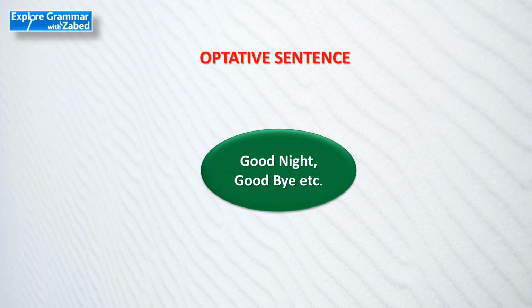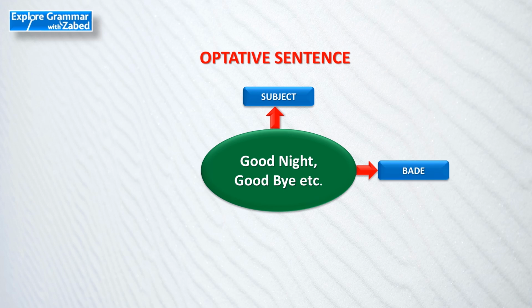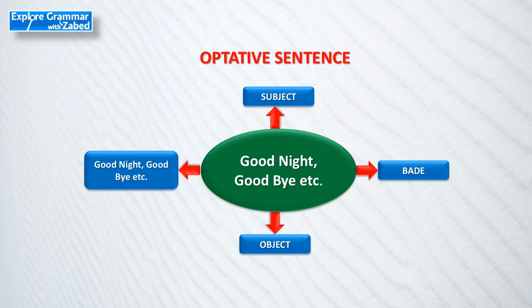In an optative sentence, if we find any farewell words like good night, goodbye, etc., when we change it to indirect speech, at first you will write the subject, then you will use the reporting verb bade. After that, you will write the object of the reporting speech, and finally we use the farewell words like good night, goodbye, etc.